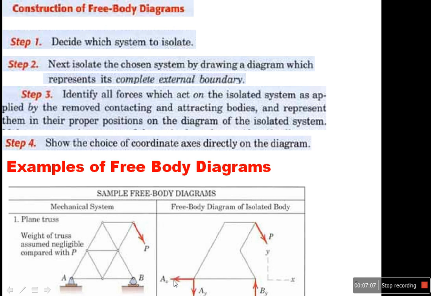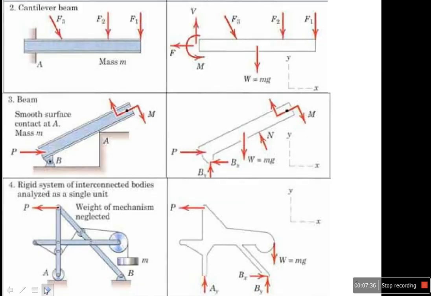Now it is not important which direction I put. For example, Ax in this direction, to the left or to the right. It is not important. Why? Because if I put Ax in this direction to the left, and the result is negative, that means I need to reverse, or change, the direction of Ax.